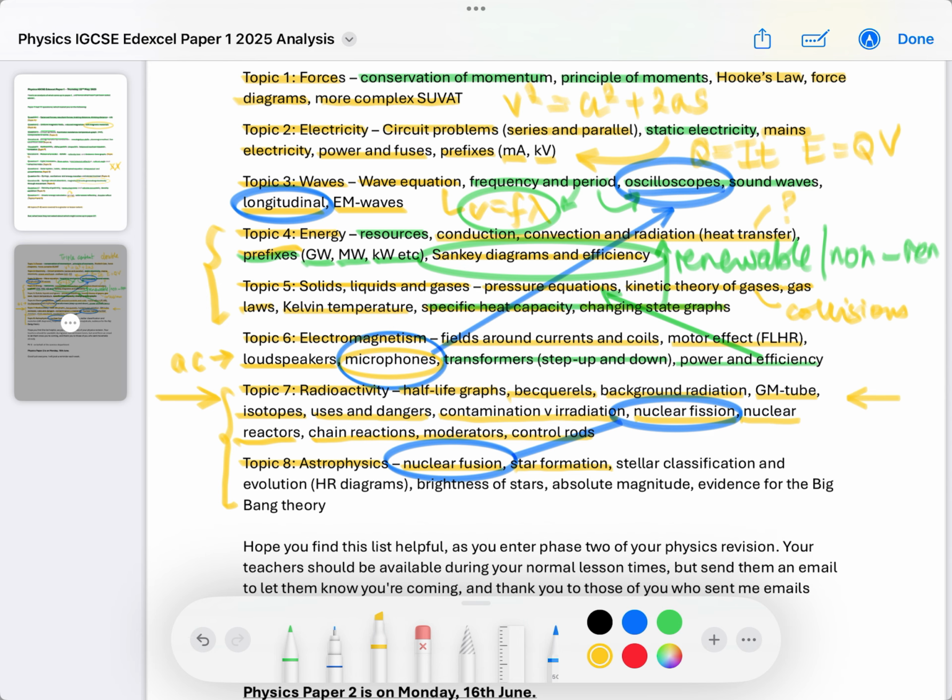And then stellar classification, it comes to some extent, but you need stellar classification and evolution, including HR diagrams. So some of that's double, some of that's triple. So you need to look at it. Brightness of stars, if they talk about absolute magnitude, that's only in triple content, so you need to know what that means. And the other thing they could ask you, which is triple content, is evidence for the Big Bang Theory. So that's the expansion of the universe and cosmic microwave background radiation. You need to be able to explain that as a triple science student in paper 2.